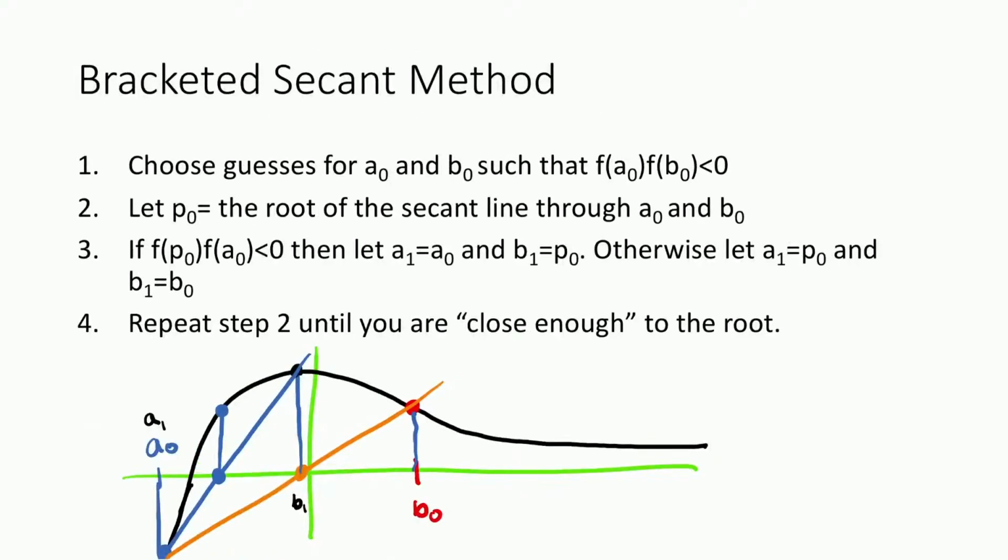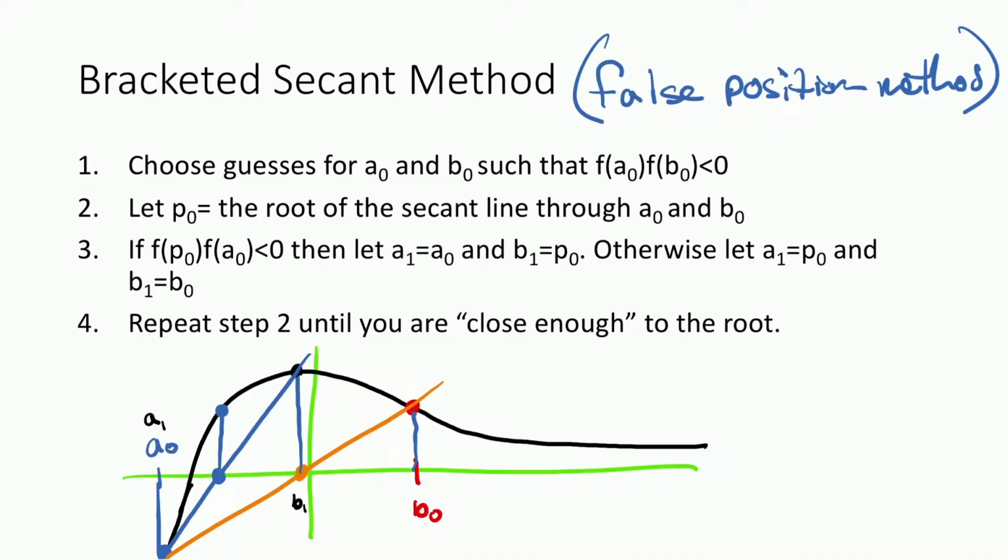This one is called the bracketed secant method, but it's also sometimes called, I don't know if our book says it, I think they still call it, the false position method. So just another phrase for this particular method. All right, let's take a peek at this in a real example.